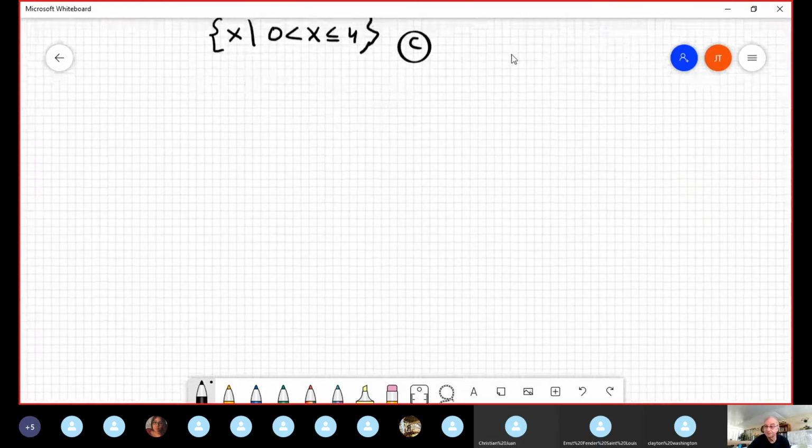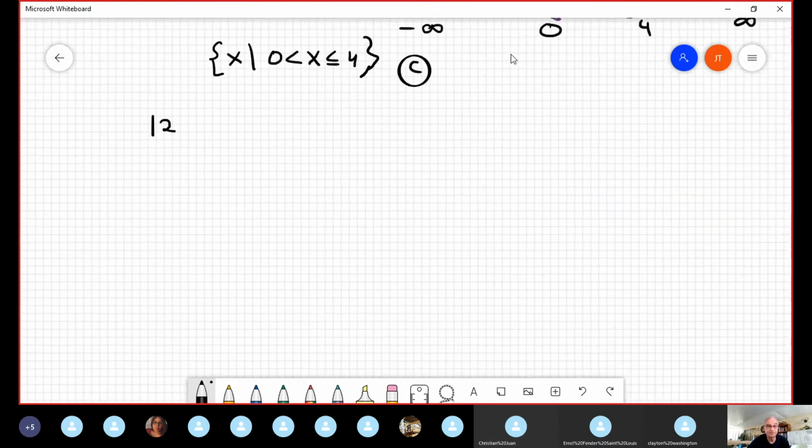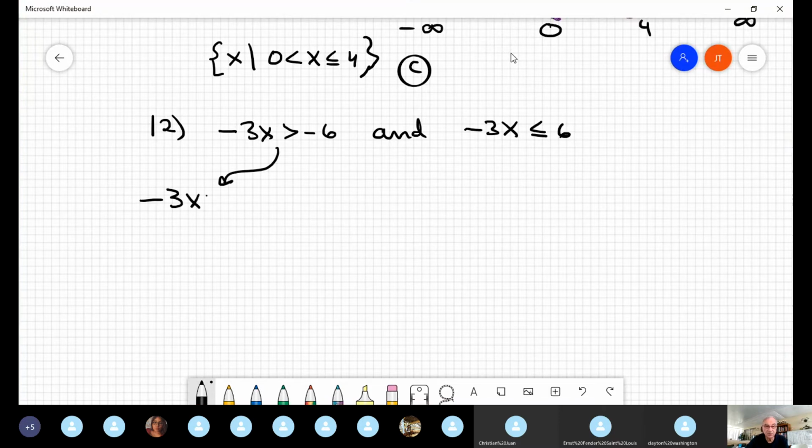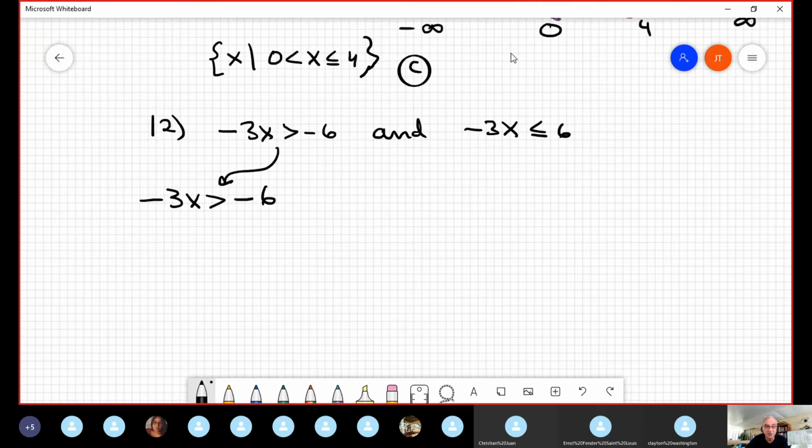Okay. Let's move on to number 12. In number 12, we have, in this case, two separate inequalities: minus 3x greater than -6 and minus 3x less than or equal to 6. And exactly the same: you solve, represent graphically, and write the answer in set builder notation. Those of you solving one by one. I rewrite again: minus 3x greater than -6, divided by -3 both sides.